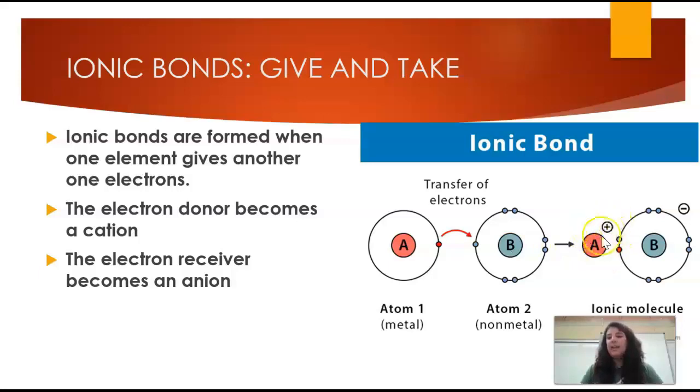And you can see that right here. So this one becomes a cation, this one becomes an anion. Now, the number of electrons that can transfer will depend on how many electrons are in that outer shell. Remember, we want the atom to be stable, so we want the outer shell to be either full or empty. And so depending on how many electrons there are in the outer shell will determine how many it can give.